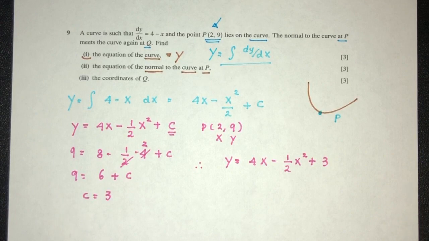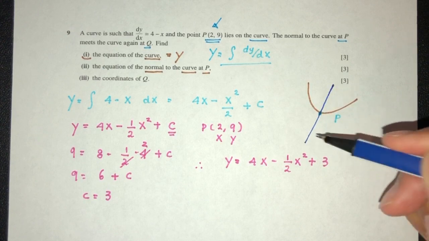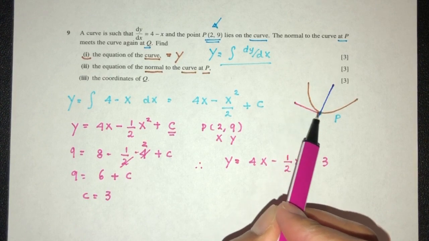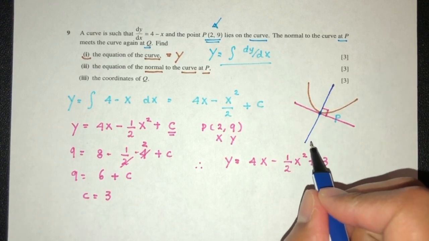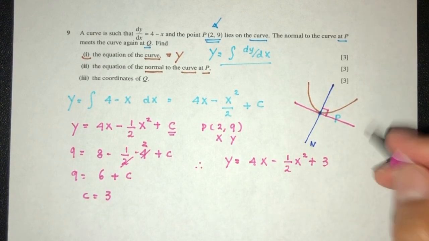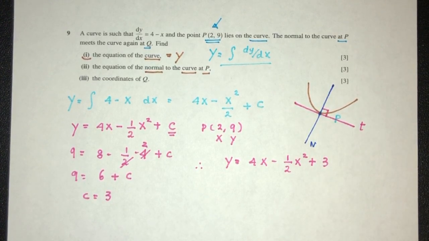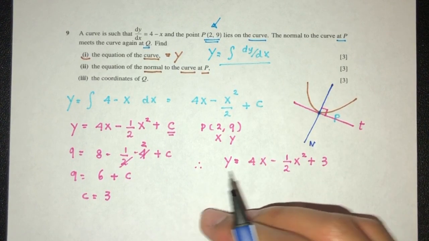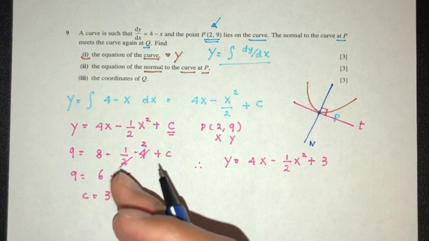Now, the normal to the curve at the point P is a line at 90 degrees to the curve at this point. Something we have to know is that the normal is always at right angle to the tangent at the point. This is the normal and this is the tangent at the point P. Now we have to find the equation of the normal, and as you can see, the normal is a straight line. To find the equation of a straight line, we need to find the gradient. So always remember, for a straight line, we have to find the gradient first and then find the equation.